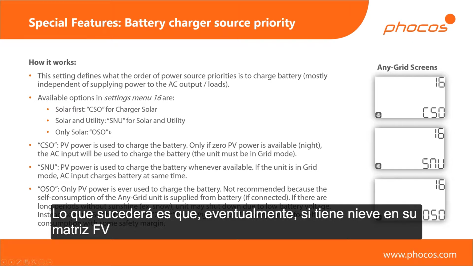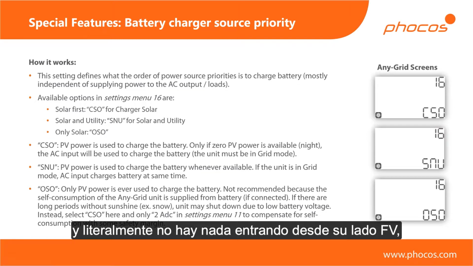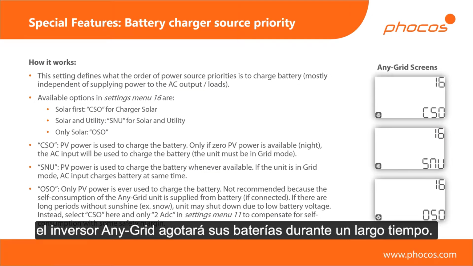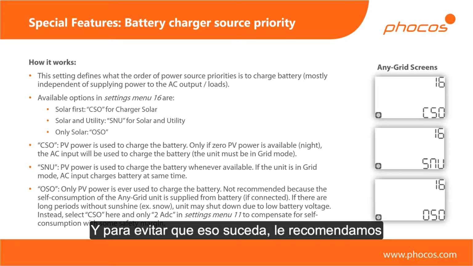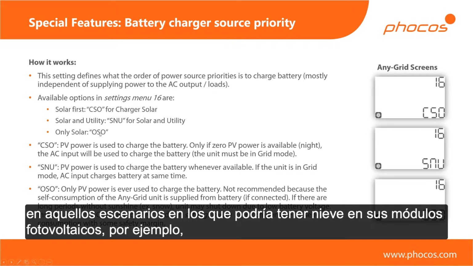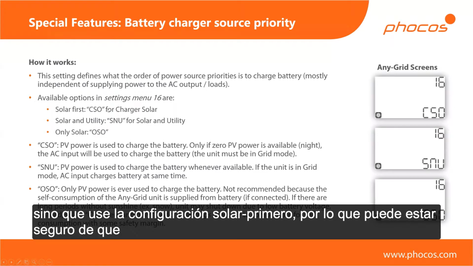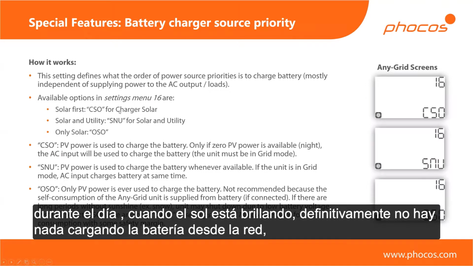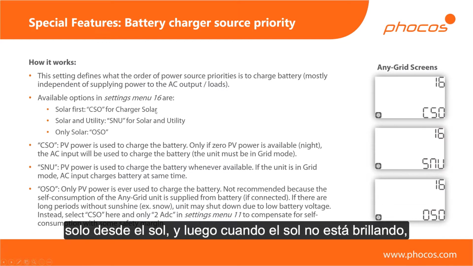Or what will happen is eventually, if you do have snow on your PV array, and there's literally nothing at all coming in from your PV side, well then, slowly but surely, the any-grid inverter will drain your batteries over a long period of time. And to avoid that from happening, we recommend that you do not use this setting in those scenarios where you could have snow on your PV modules, for example, but that instead you use the solar first setting. So you can be sure that during the day when the sun's shining, there's definitely nothing charging the battery from the grid, only from solar.